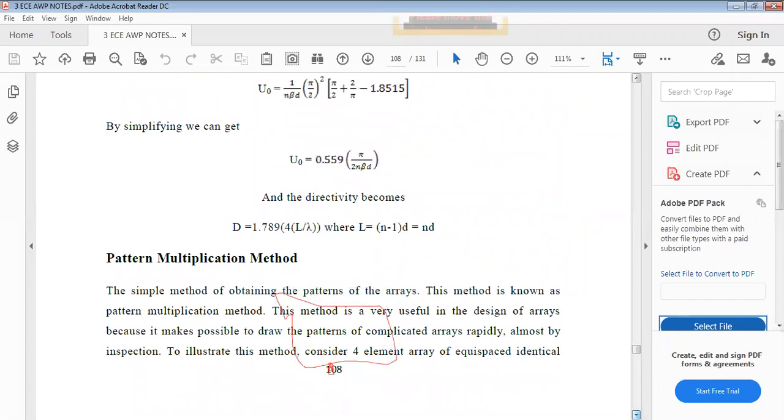Pattern multiplication method. Now understand why we go for the concept of the pattern multiplication method. In general, plotting the radiation characteristics of antennas through a mathematical model is difficult, but a graphical method is very easy. That's why the pattern multiplication method was developed, to obtain the resultant radiation characteristics of array antennas. Not for a single antenna, but for array antennas.